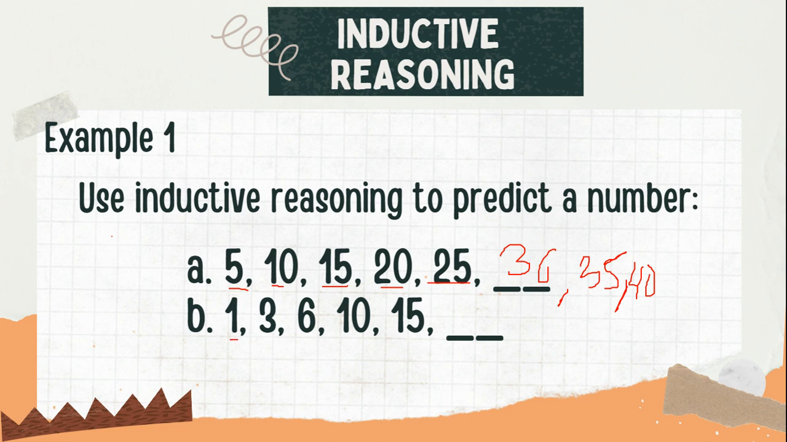So first is 1, 3, 6, 10, and 15. So unsa man iyang next? Unsa iyang conclusion? And what is the pattern? So first, kung ano na tong pattern niya, 3 minus 1 is 2. 6 minus 3 is 3. 10 minus 6, 4. 15 minus 10, 5. Agad. So as what you can see, muna yung pattern, 2, 3, 4, 5.